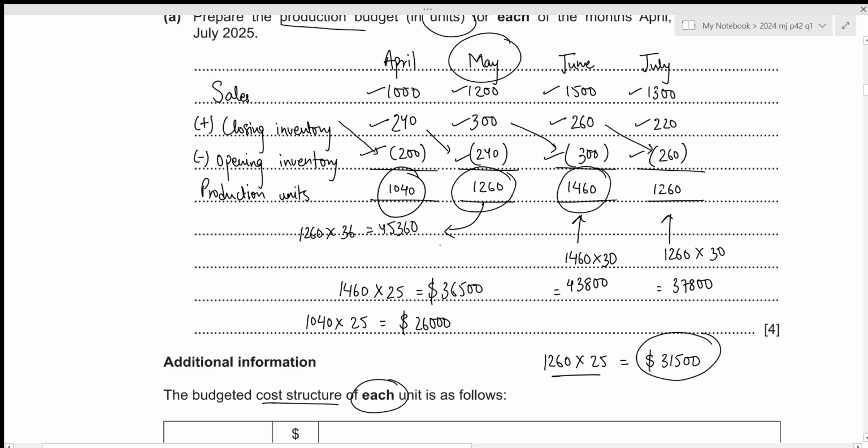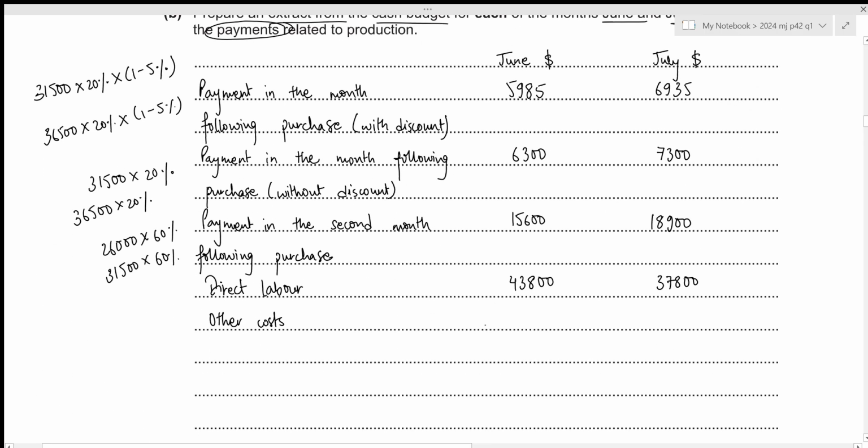This will be included in the month of June, and within the month of July, we need to take a look at the number of units in the previous month, which is the month of June. So the other cost for June will be 1460 times 36, which results in the value of 52,560. Let's include these amounts. So for the month of June, we calculated it to be 45,360, and for the month of July, it was 52,560. That is all for the payments related to production.